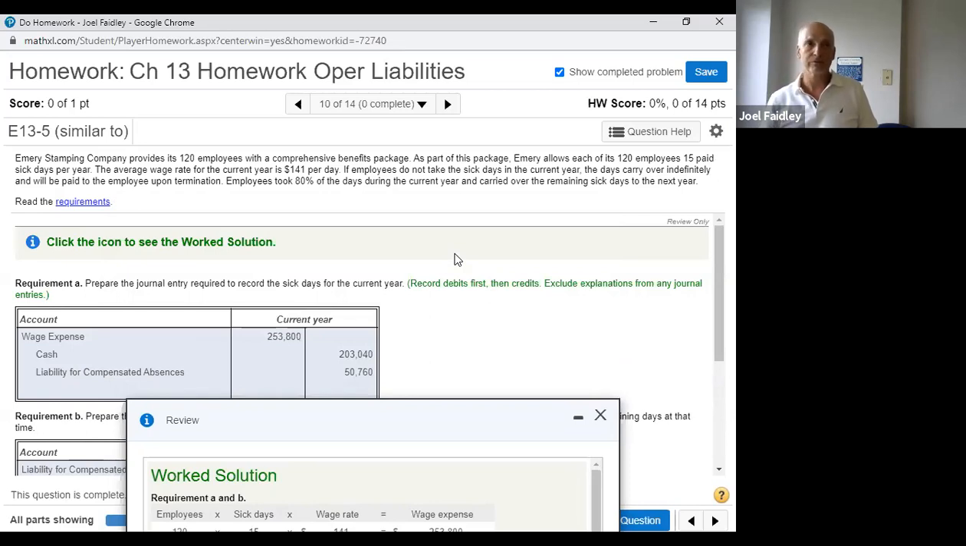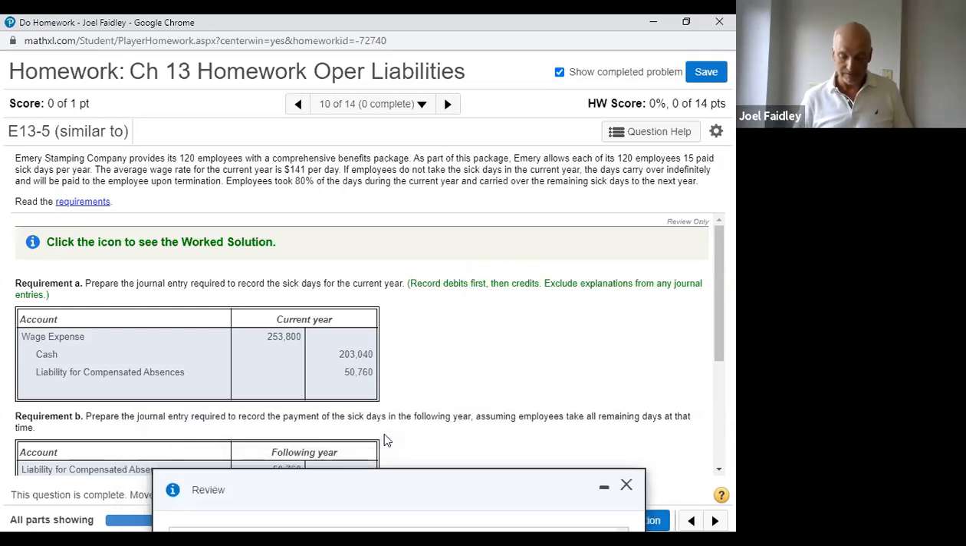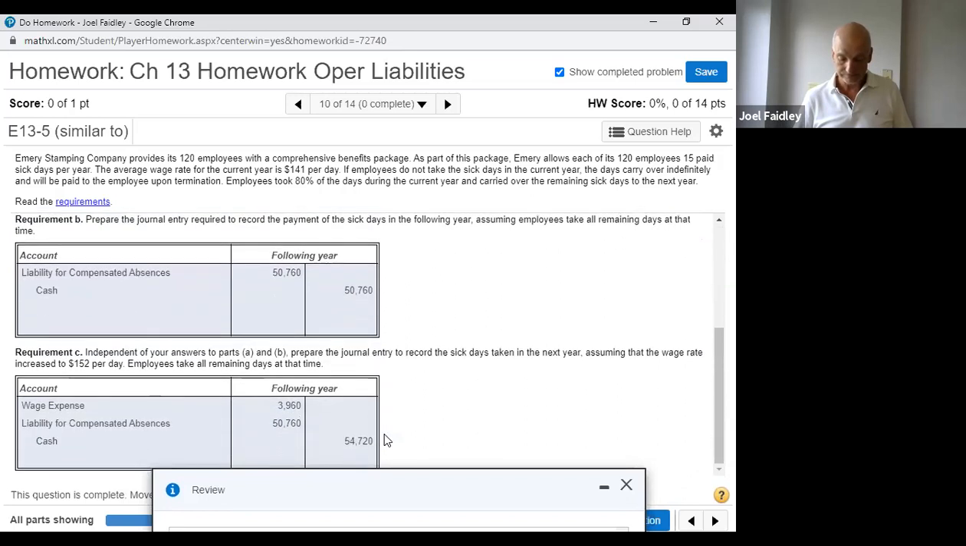Because this is accrued and this is carryover. That other exercise we looked at a few minutes ago didn't have any carryover. It was all cash basis. This is accrual basis with carryover. So this is accrual here, 50,760. But what's interesting about this is what happens following year, assuming employees take all remaining days at that time. Very simple. You just debit the liability there and credit cash at the same wage base.